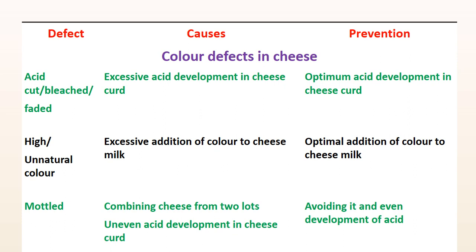The second one is high or unnatural color. The cause is excessive addition of color to cheese milk and the prevention is optimum addition of color to cheese milk. The third one is mottled color. The cause is combining cheese from two lots and uneven acid development in cheese curd. The prevention is avoiding it and even development of acid.